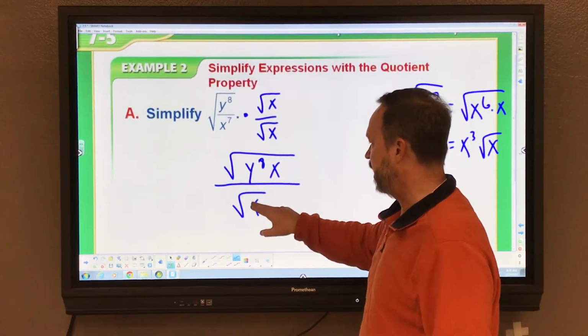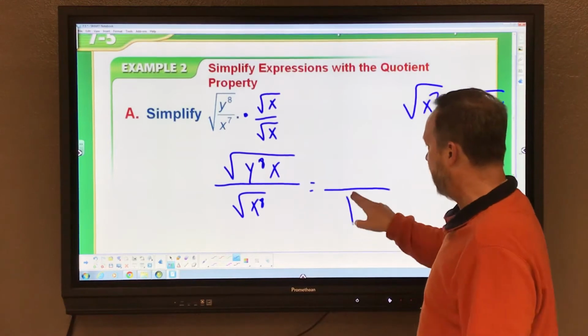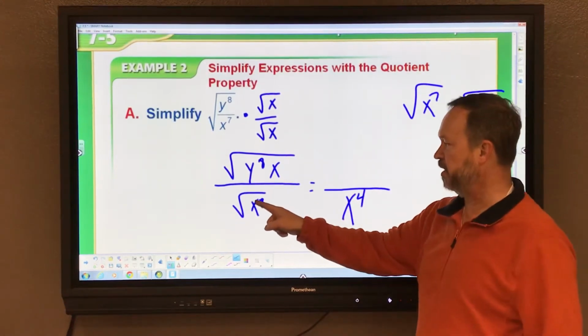And the square root of x to the 8th. Now, look what happens to my denominator. It'd be x to the 4th, wouldn't it? Because exponent divided by index.